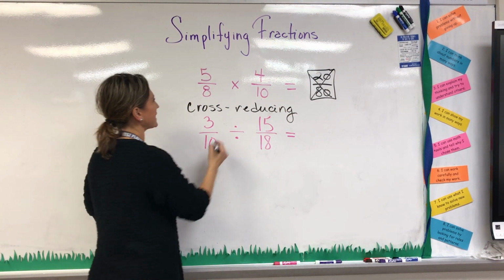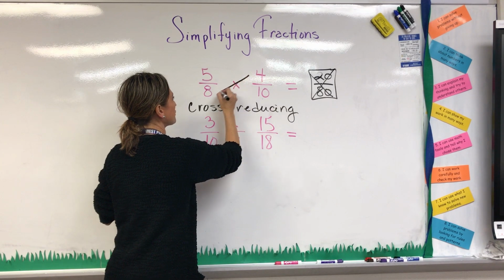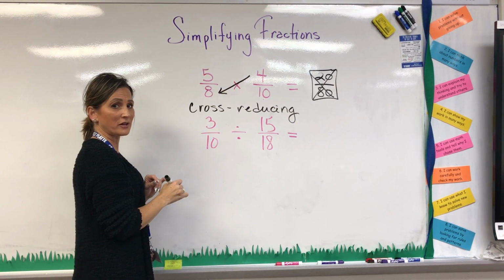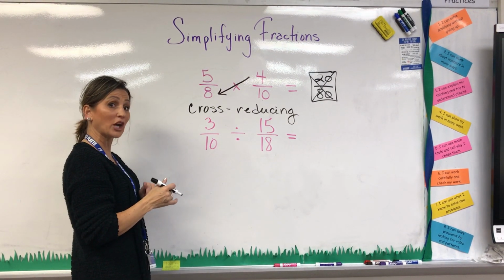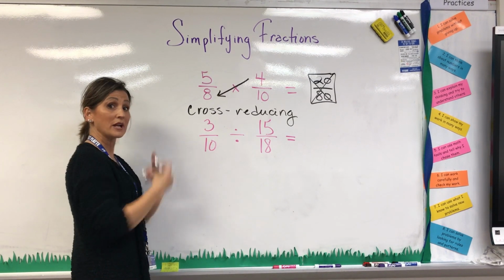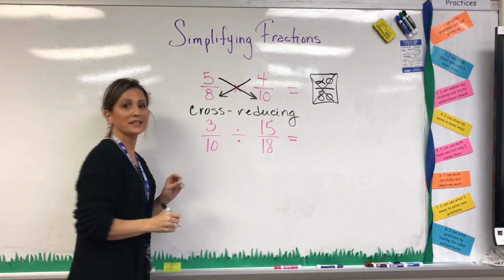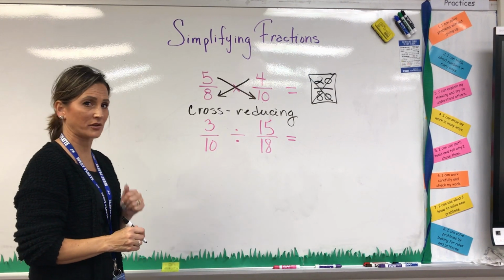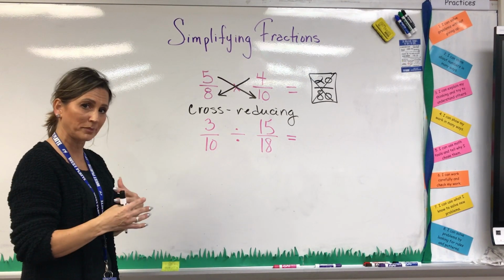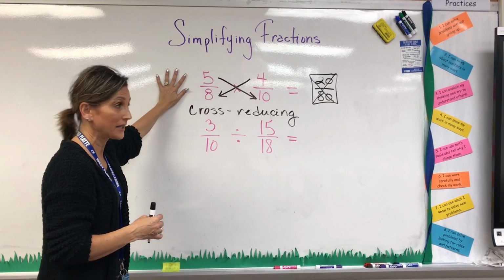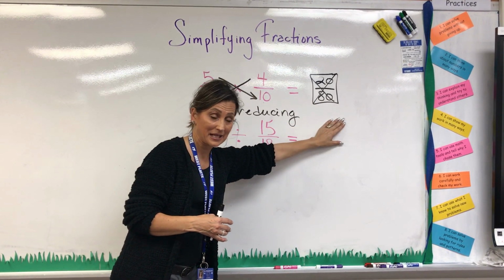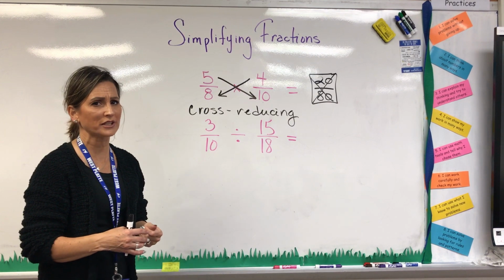Because cross-reducing means that I'm going to look at this numerator and that denominator, and I'm going to see if there's anything they have in common, any factor that they have in common. And then I'm going to take this numerator to that denominator and see if they have any factor in common. And if they do, I'm going to simplify them up front. I'm not going to wait till the end. Now, this is where students ask me, why do you get to do that?